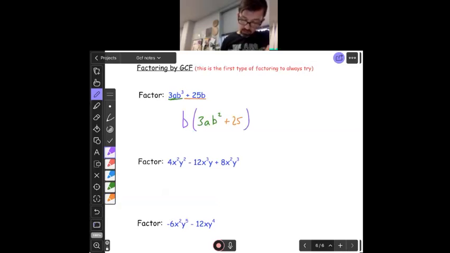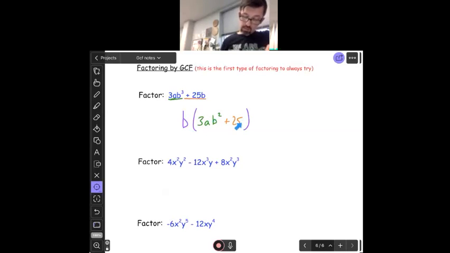Go ahead and check to see if I did it all. So do they have anything in common? 3 and 25 have nothing in common. This one has variables, but this one doesn't. So there's nothing in common here. Let me just double check to see if I distributed it right. If I distribute it, would I get it back? So B times this, I get B cubed here, 3AB cubed, which is what that says. B times 25 would be 25B. So it looks like the right factorization.